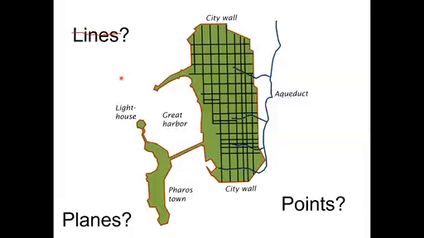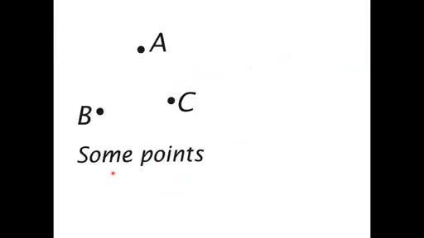Plane, there's another one. A plane is a flat surface that goes on forever in all directions. This whole map surface would be considered a plane, but it's really only part of a plane, because a real plane would go on forever in all directions. That'd be a really big monitor. So points, lines, and planes are our first undefined terms.